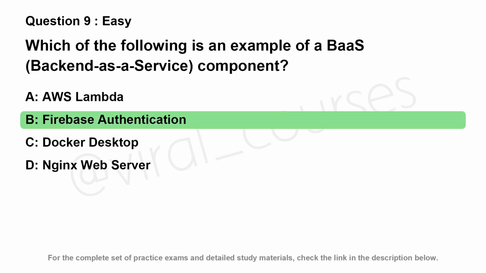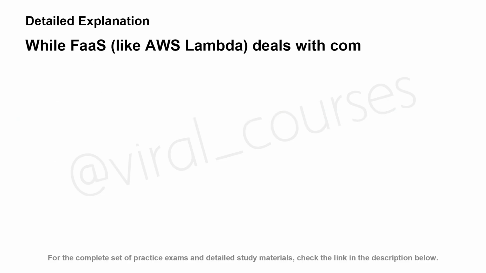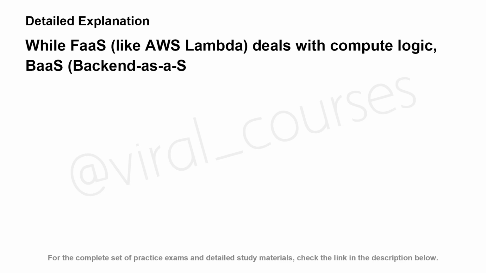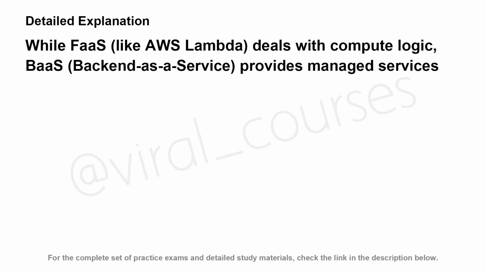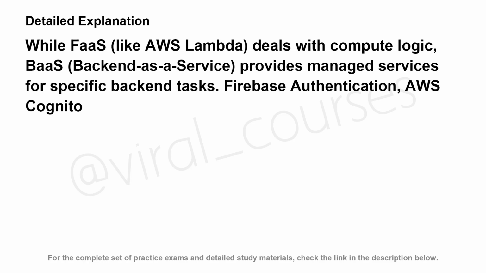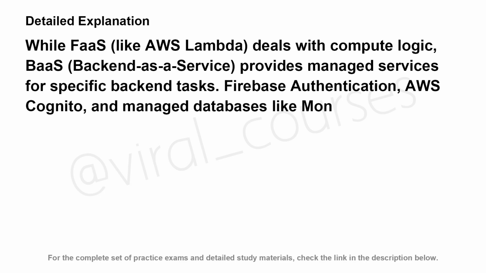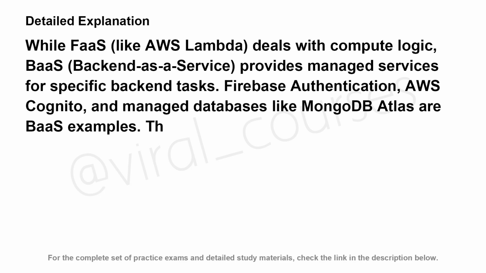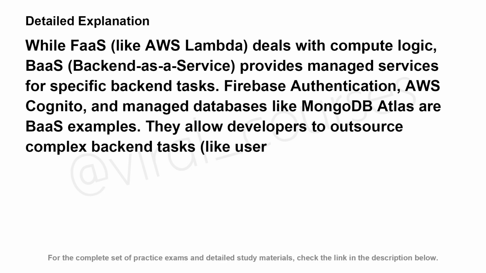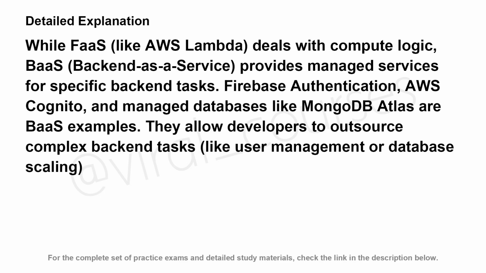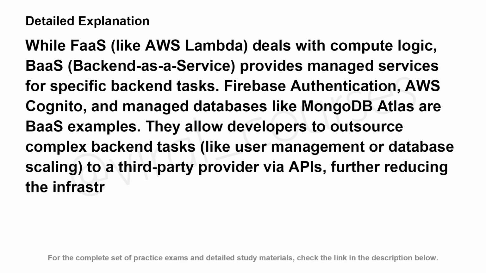The correct answer is B. While FaaS, like AWS Lambda, deals with compute logic, BaaS, backend as a service, provides managed services for specific backend tasks. Firebase authentication, AWS Cognito, and managed databases like MongoDB Atlas are BaaS examples. They allow developers to outsource complex backend tasks, like user management or database scaling, to a third-party provider via APIs, further reducing the infrastructure management burden.